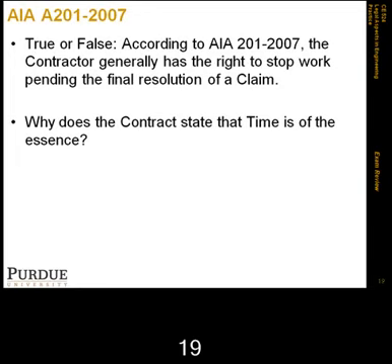Why does the contract state that time is of the essence? We actually answered that question in class, because if you don't state it as of the essence, it will not be something enforceable. You won't be able to hold the contractor liable for it if they don't execute things in time. Okay guys, so this is all I had for you by way of a revision.